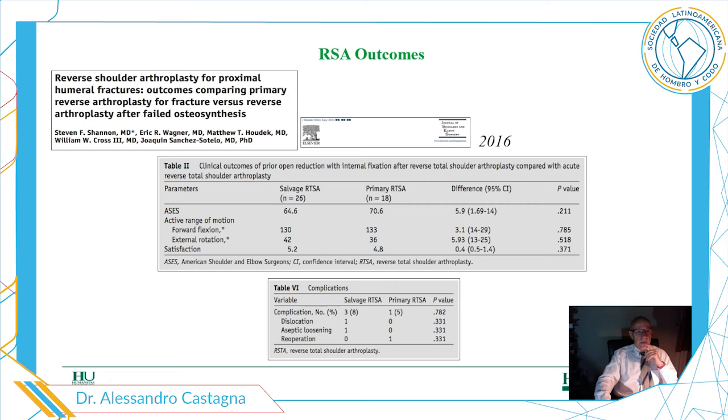Then let's see what happens when you have a fracture, comparing the salvage when you have a fracture and when you do a primary. And of course, when you have a fracture, the outcome is slightly lower when compared to a primary implant, and it is the same for complications.